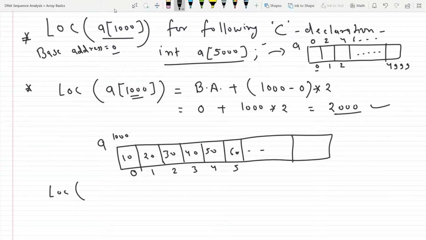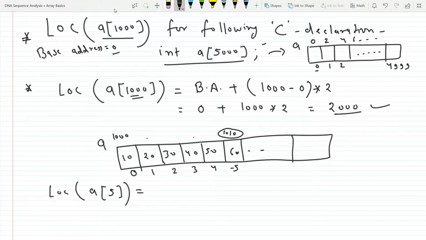And I just want to know what is the location of A of 5. So I know what is the location of A of 5. A of 5 means this location. So what will be this location? 1002, 4, 6, 8 and 10. So it must be 1010.